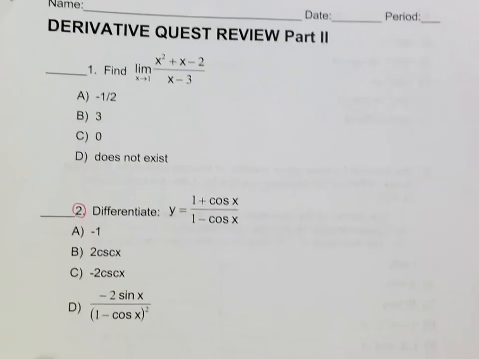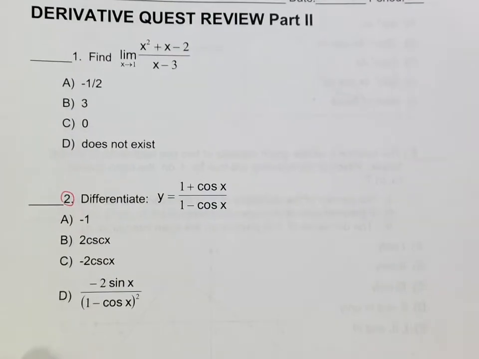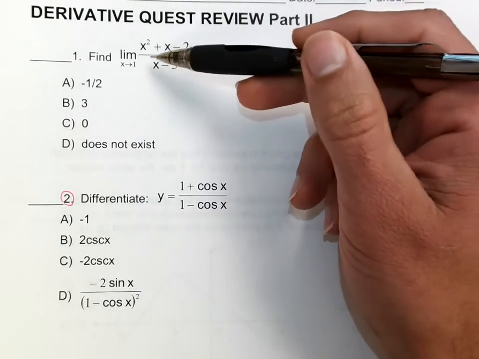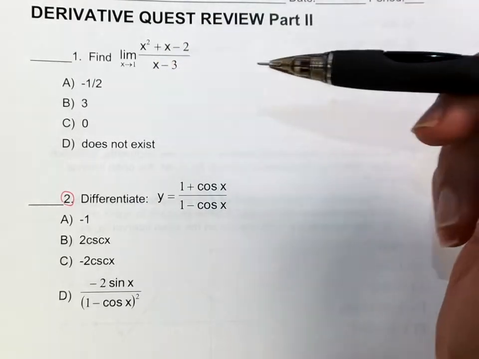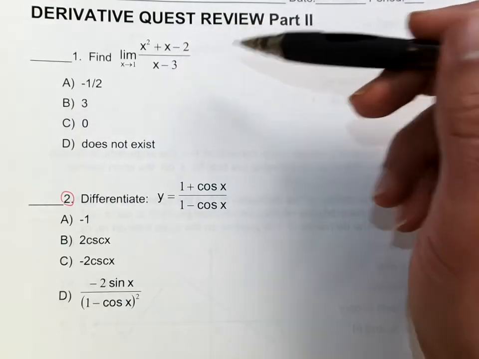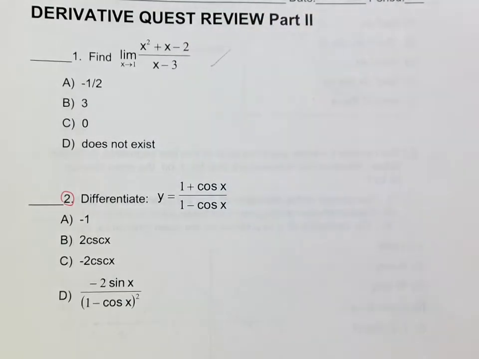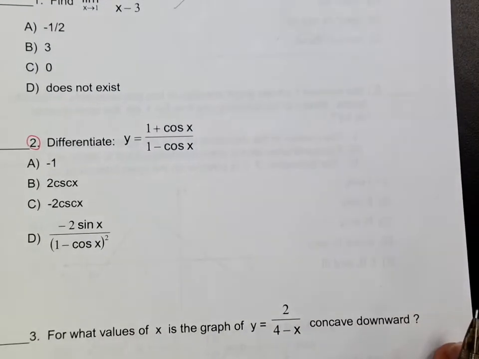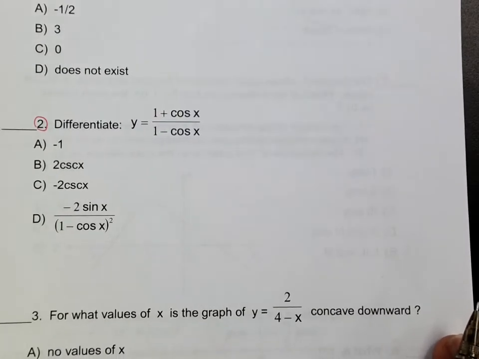Now in the second review, let's do number 2. Now number 1 is pretty simple. Remember, number 1, anytime you're trying to find the limit, the first thing you should do is just plug the number in, and if you do, that one actually works. Alright, so on this one, we're going to take the derivative. Differentiate means to take the derivative of this function.